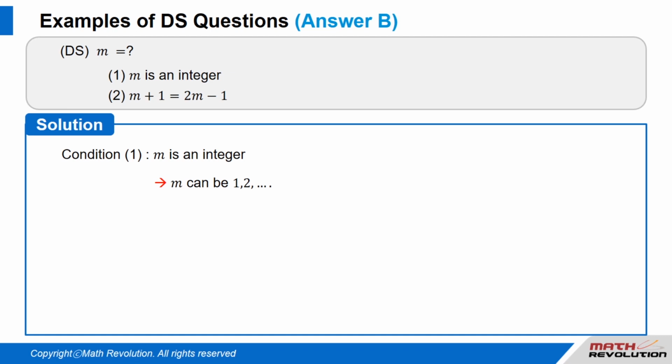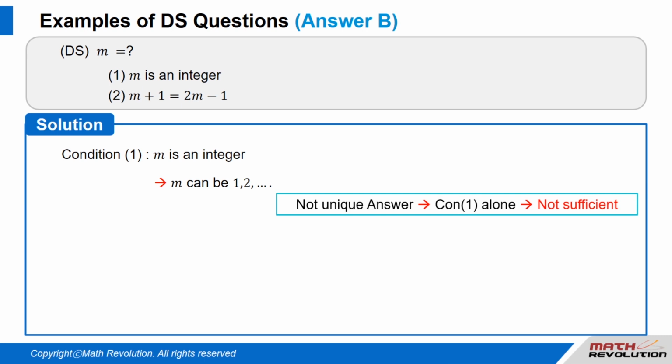Solution. Condition 1 tells us that m is an integer. This means that m can be any integer, that is, m equals 1, 2, and so on. This solution is not unique, so it's not sufficient.